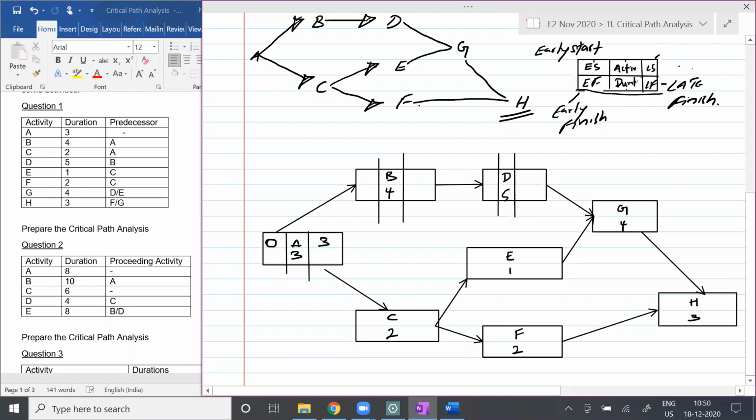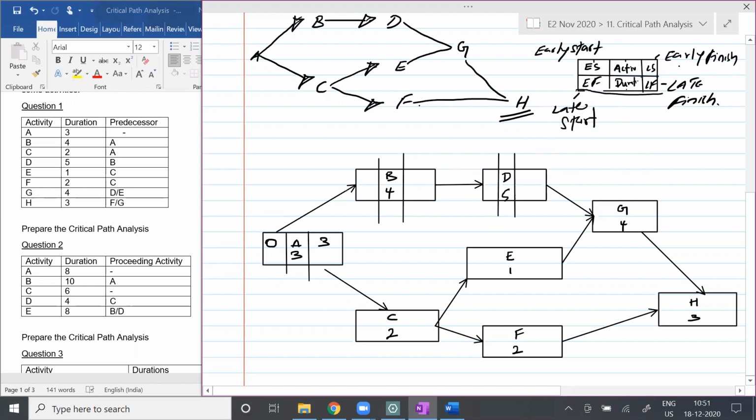I'll just make it as early finish. Sorry. Instead of late start, I'll put early finish. Sorry. Early start, early finish, late start, late finish. Okay, Malik? Yes. Fauzan, okay? Yes.